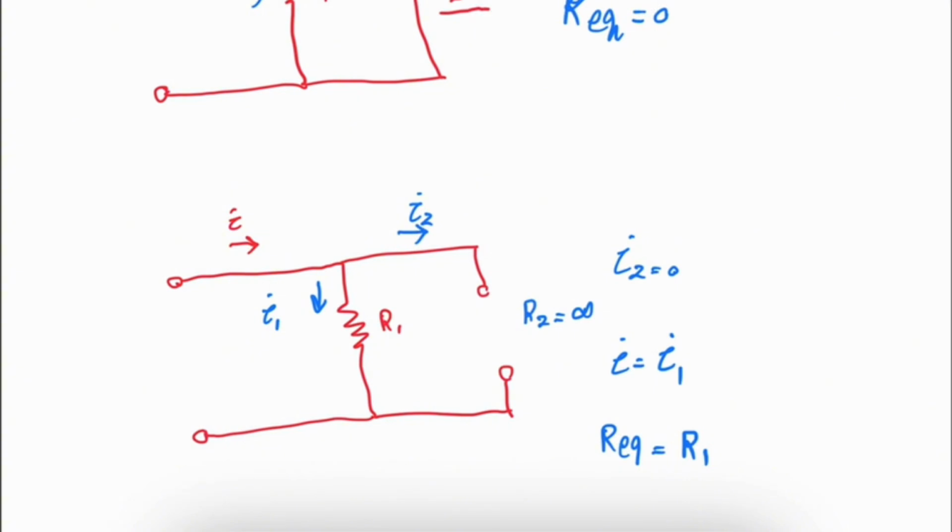That wraps up our discussion on resistors in parallel and the current division rule.